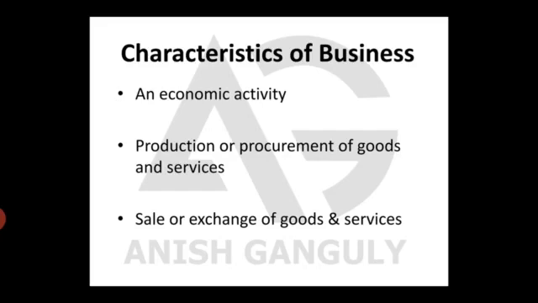The second characteristic is production or procurement of goods and services. Yes, every business enterprise either produces or procures goods or services from their producers. Let me make it clear: procurement is the processing of goods. Goods may consist of consumer or industrial goods, and services may include transportation, banking, insurance, and many others. So the second characteristic is production or procurement of goods and services.